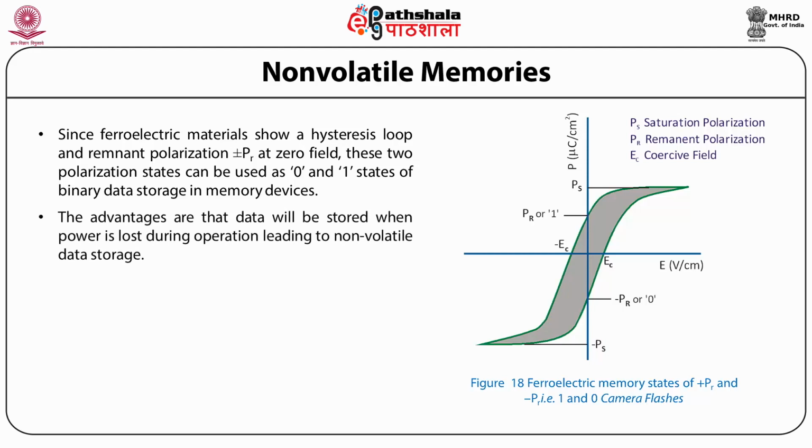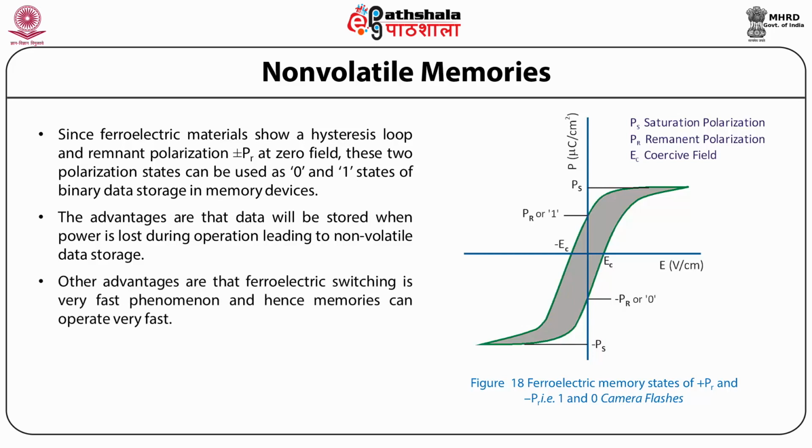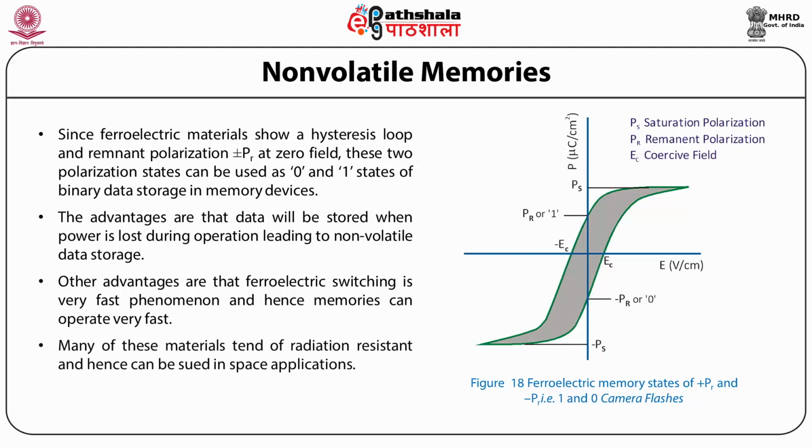The advantages are that the data will be stored when power is lost during the operation, leading to non-volatile data storage. Other advantages are that ferroelectric switching is a very fast phenomenon and hence memories can operate very fast. Many of these materials tend to resist radiation and hence can be used in space applications. However, in camera flashes, the battery charges the ferroelectric capacitor first, and then once fully charged, the ferroelectric is connected to the bulb and causes it to flash.